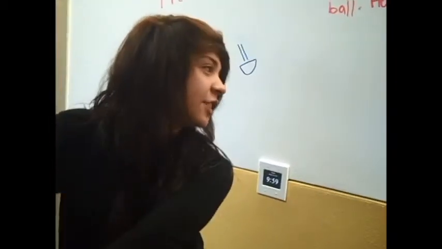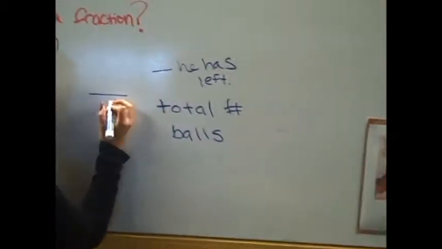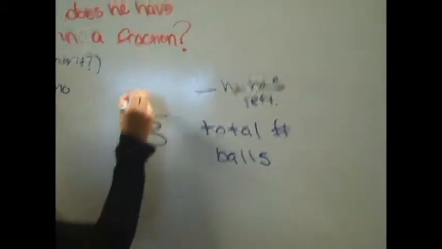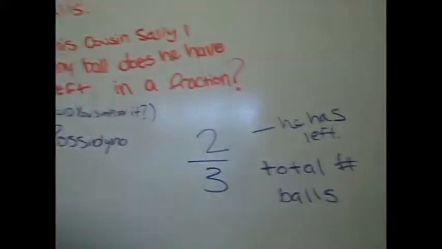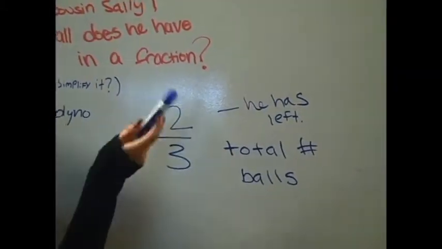So, John had 3 balls. There was 3 balls with him. And now he has 2 balls left. And that's the fraction. You couldn't simplify it because there's no number that can go into both of those numbers.